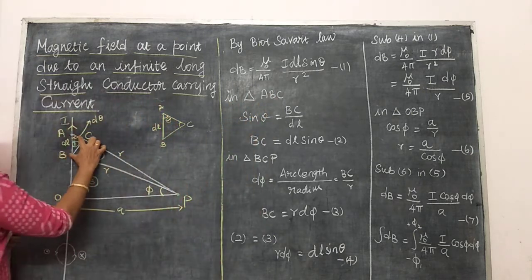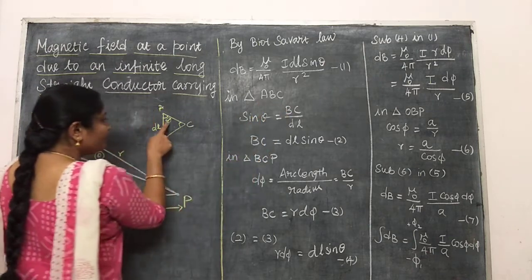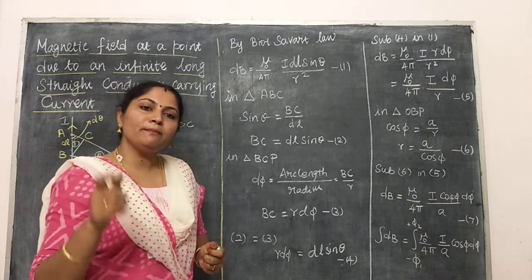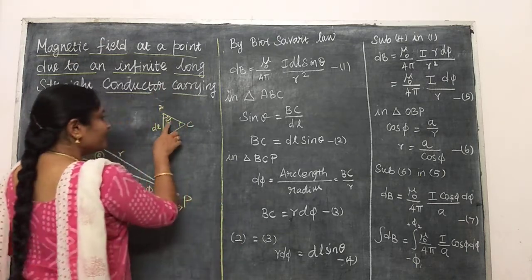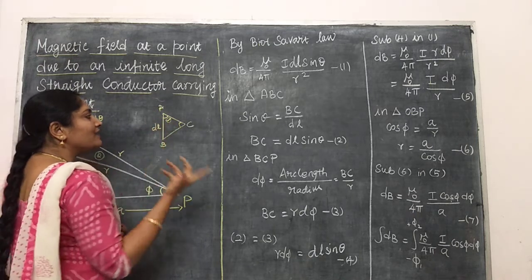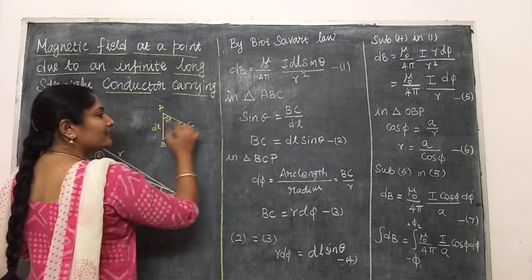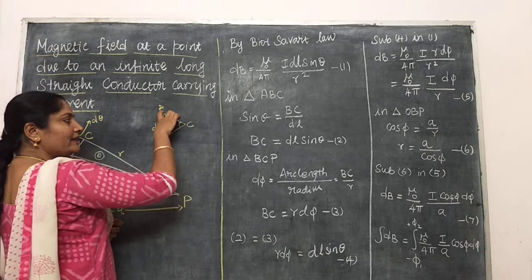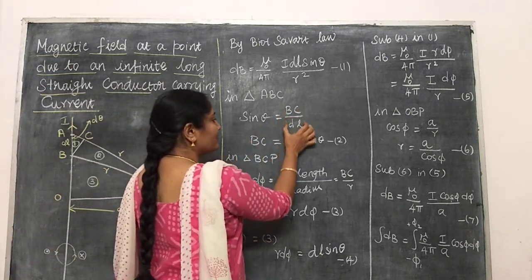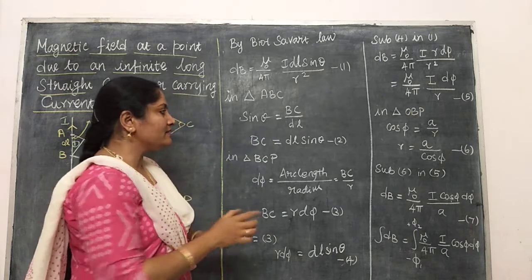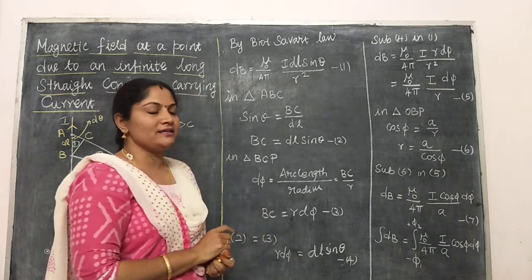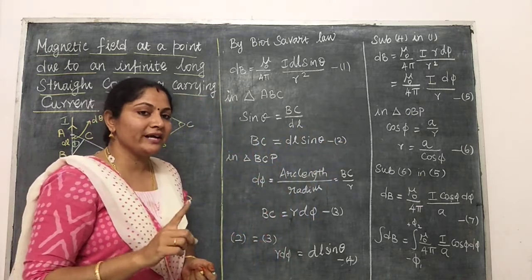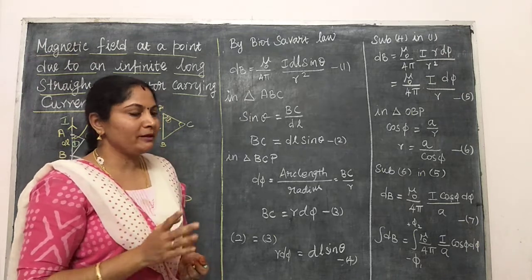Next one, in triangle ABC, this is the first small triangle. In this triangle, this is the angle theta. Theta is the angle between the current element and the position vector. You know that very well. So in the small triangle, what is sin theta? Sin theta is nothing but BC by dl. BC is the opposite side and dl is the hypotenuse. So BC is equal to dl sin theta. This is equation number 2. So in the first triangle, we have calculated the value of sin theta.